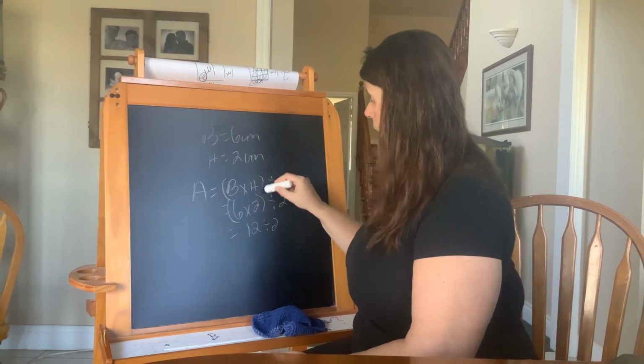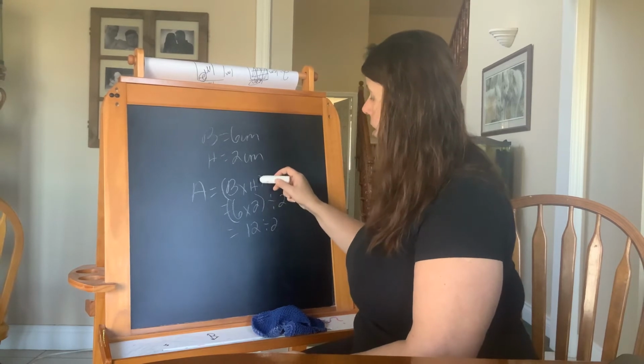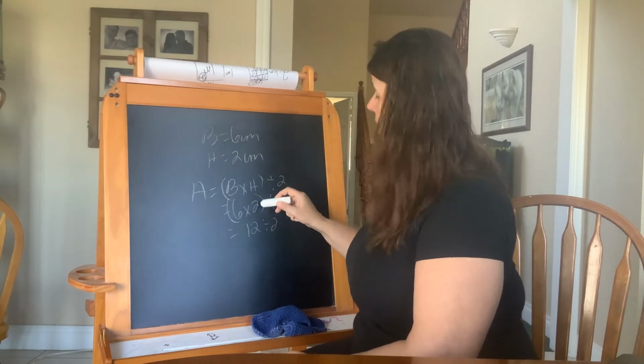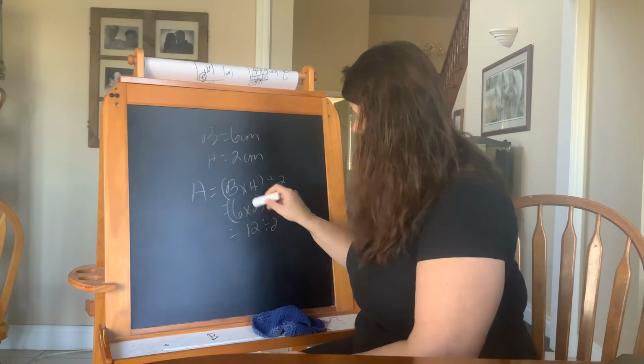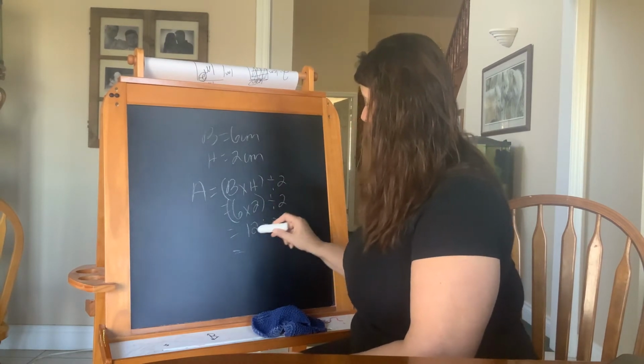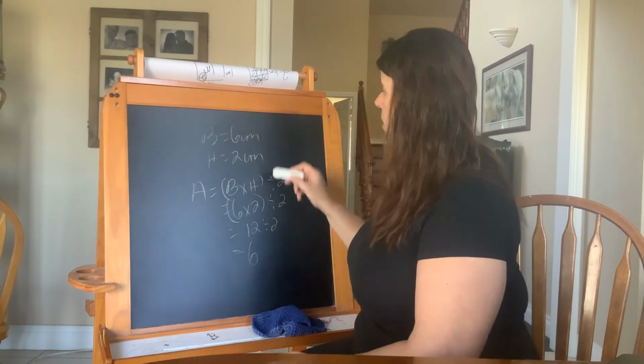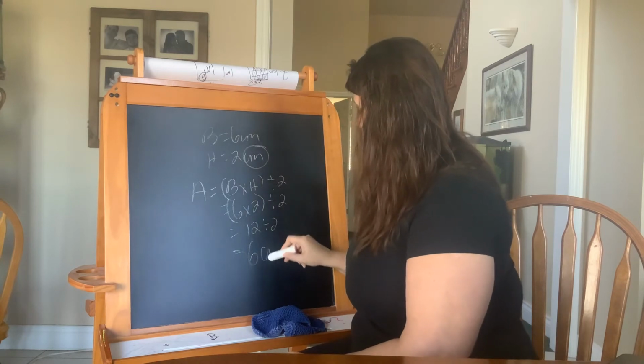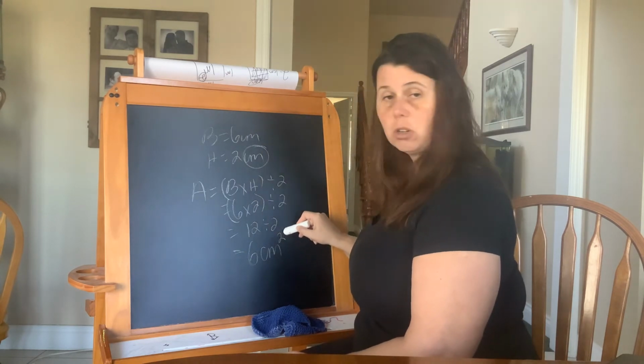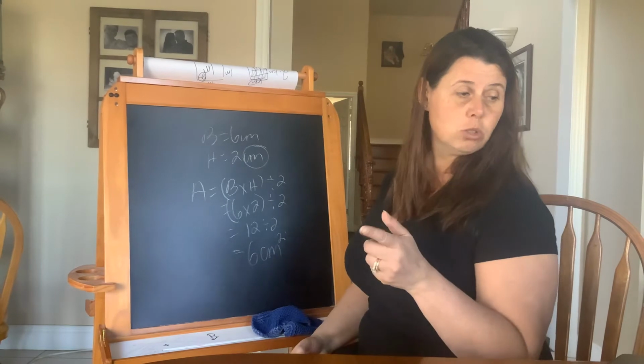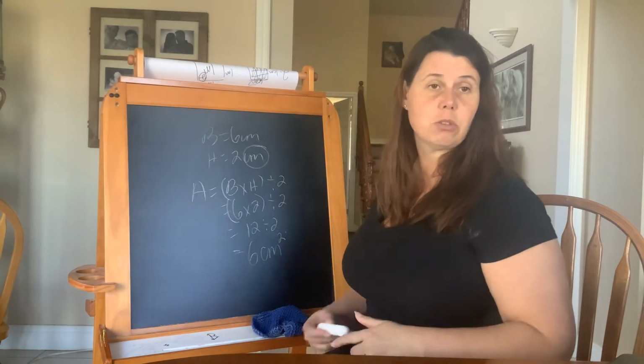We're only doing one bite at a time. I start with my formula, I substitute in my numbers, I solve the first bite. Now I'm going to do my last bite. 12 divided by 2 is 6. We know that it's centimeters, so you have to include the units and make sure that it's squared, okay? Go do question 5. You should be able to get through those no problem.